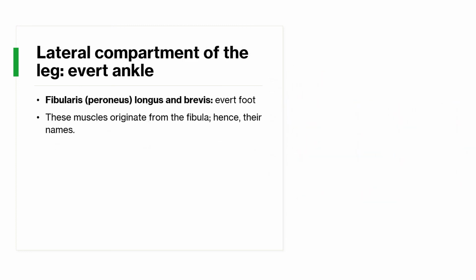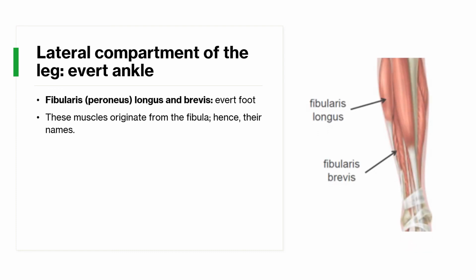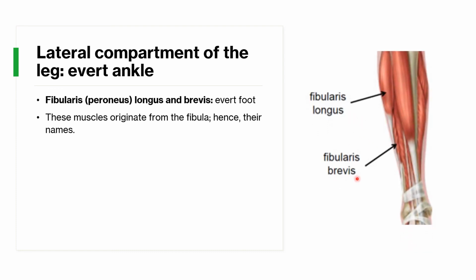Lateral compartment of the leg. Function, everts the ankle. You've got your fibularis or peroneus longus and brevis, which function to evert the foot. These muscles originate from the fibula, hence their names. Fibularis longus, fibularis brevis, in the lateral compartment. Innervated by the superficial peroneal nerve.